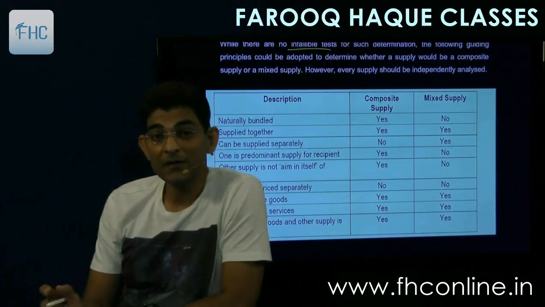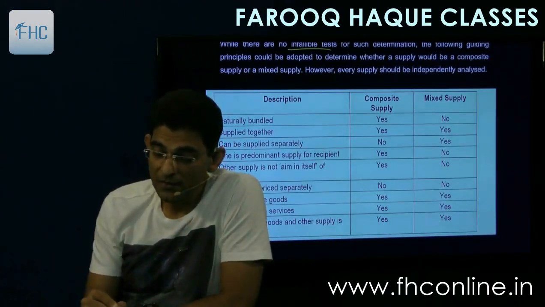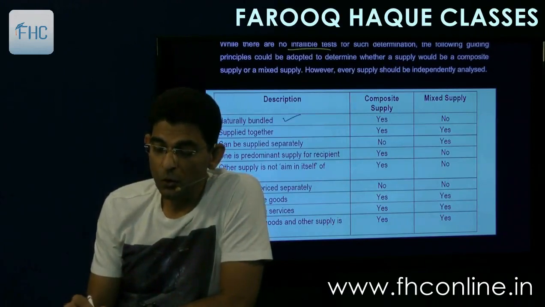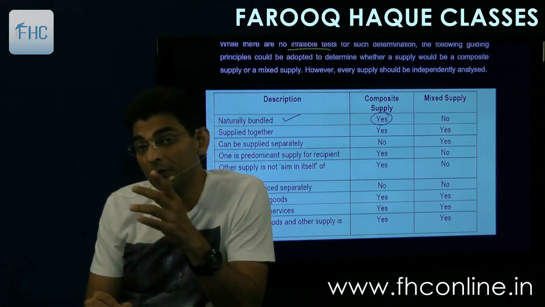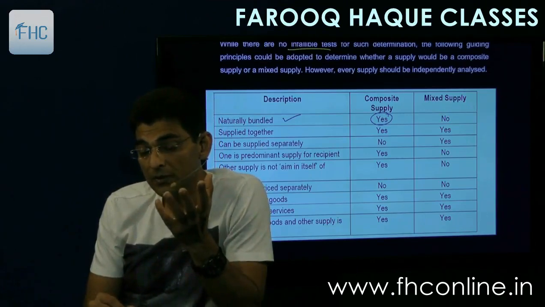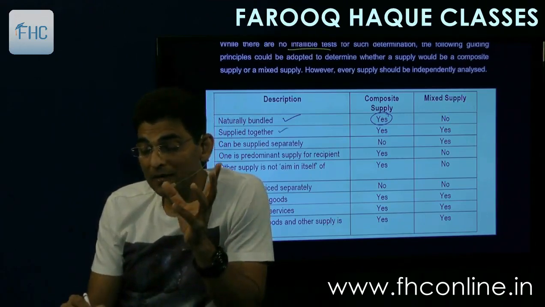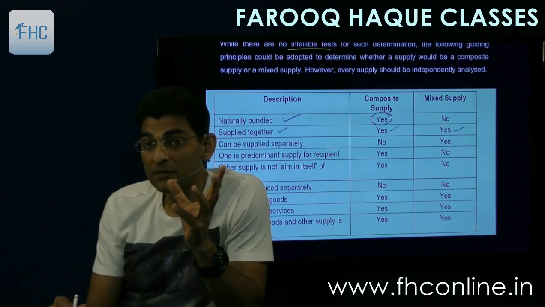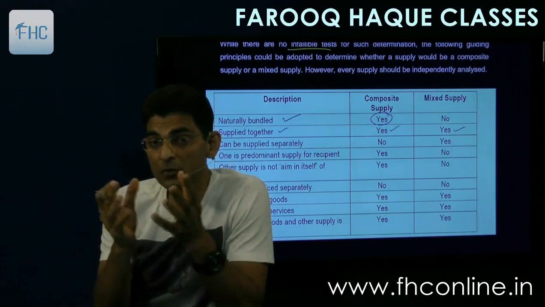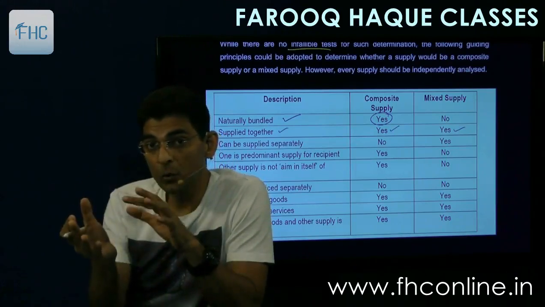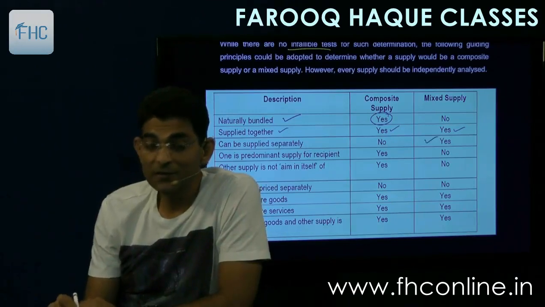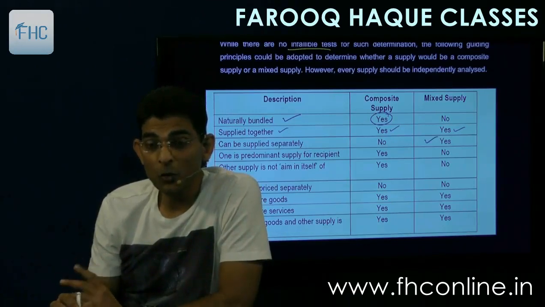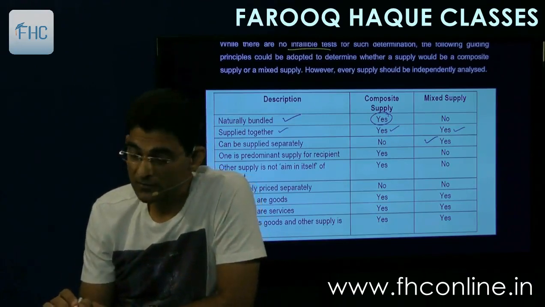So let's see, what are the characteristics to be seen. If it is naturally bundled thing, right, if it is naturally bundled, then it is composite. Just supplied together, if it is supplied together, nothing else is given, supplied together. If the words used are, they are supplied together, then it can come under composite as well as mixed, because supplied together means combination. Combination can be either composite or mixed, both. Can be supplied separately, then it is mixed. If they can be supplied separately, they are normally sold separately, then it will be mixed.